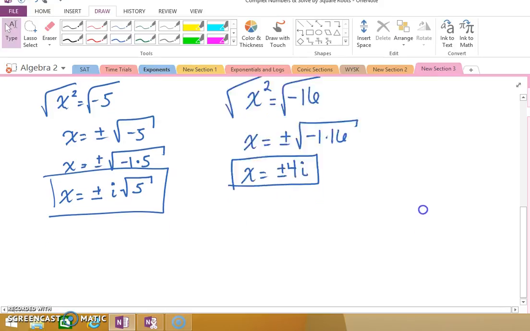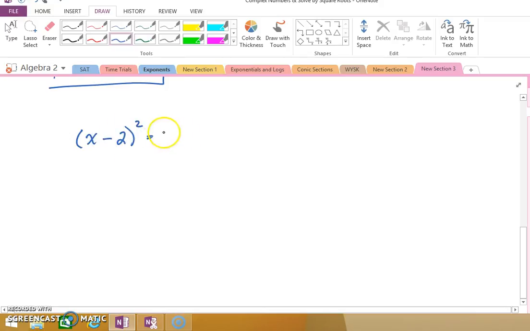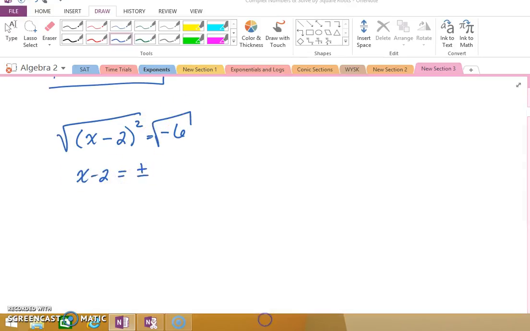We can actually move on to problems that have a little bit more stuff on them, but it's all the same basic process. (x minus 2) squared equals negative 6. So we're going to take the square root of both sides, and I'm left with x minus 2 equals plus or minus the square root of negative 6.